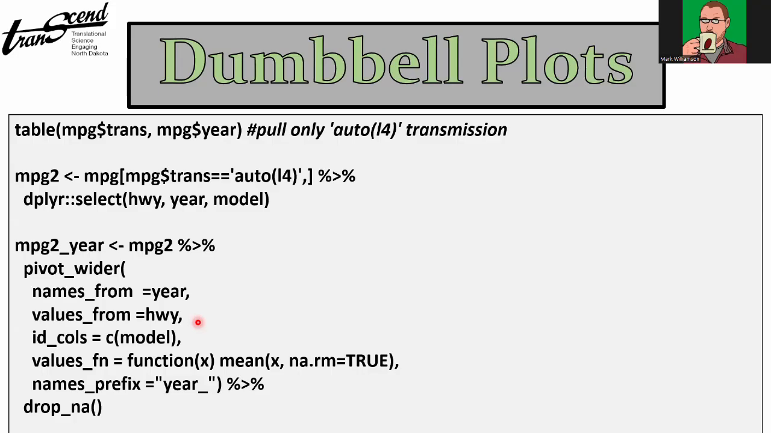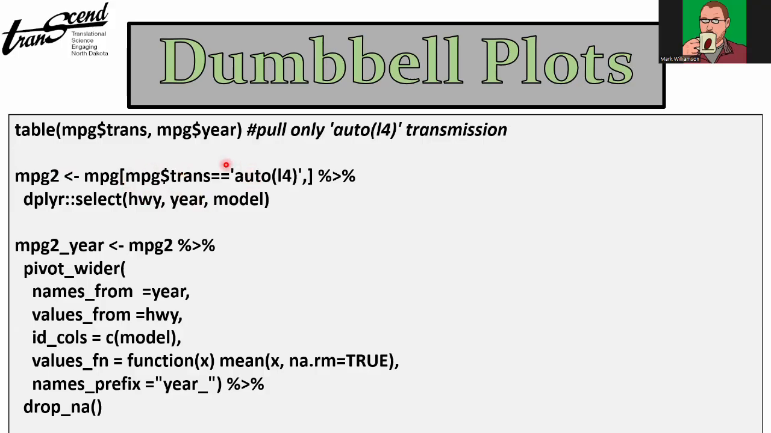So for the first example, a pretty basic example, I'm going to use the mpg, the miles per gallon data set. We're going to look at transmission and year. Looking at the table, there's a lot of data here. I want to simplify it. So I'm only going to look at auto for transmission. I'm going to create a new data set called mpg2.